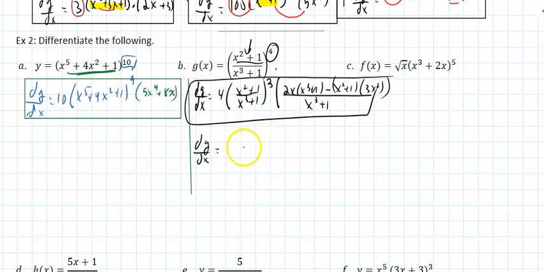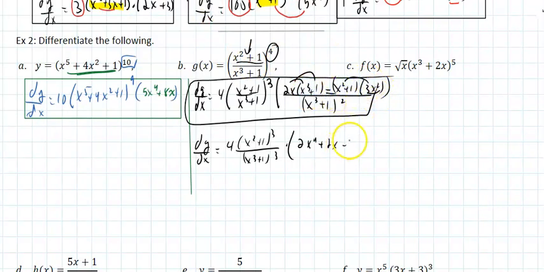And you'll notice this is going to be 4 times x squared plus 1 cubed over x cubed plus 1 cubed, but that should be squared, times this is going to be 2x to the 4th plus 2x, that's a plus 1. And here, negative 3x, x squared times x squared is negative 3x to the 4th, and negative 3x times 1, negative 3x squared, over the denominator squared.